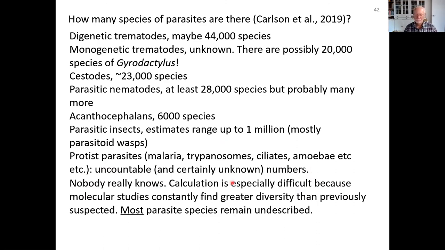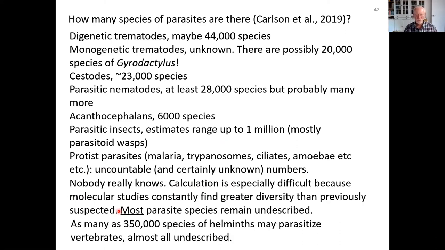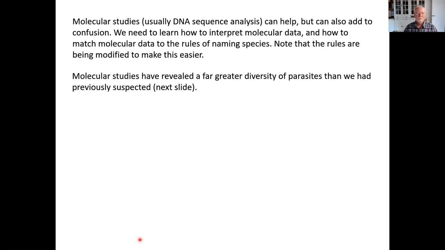Nobody knows. This is particularly a problem because molecular studies are increasingly finding greater diversity than we previously knew about. And it may be true that most parasite species are still undescribed. A recent estimate says there may be 350,000 species of helminths found in vertebrates. Almost all of these are still unnamed. So that brings me to the last topic, molecular studies.